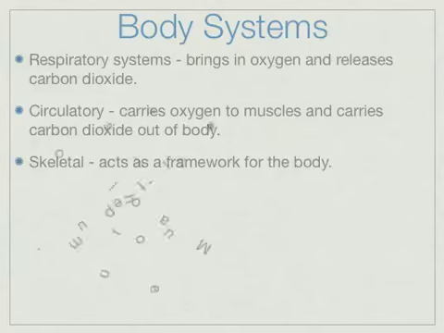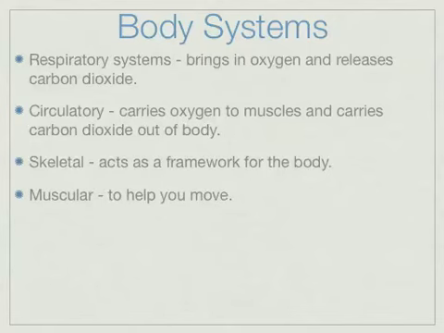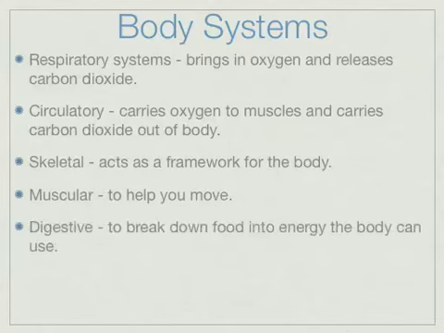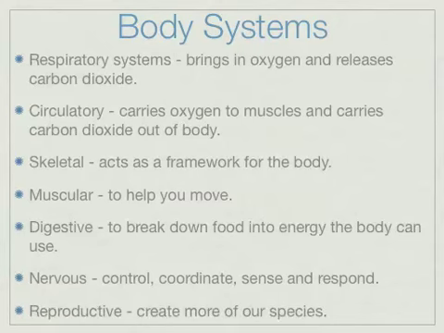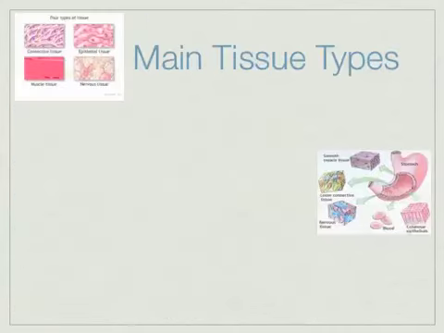Skeletal system, this acts as a framework for our body. The muscular system works with the skeletal system to help us move. The digestive system breaks down food into energy that the body can use. The nervous system controls, coordinates, senses, and responds to the environment. And the reproductive system creates more of our species. These are the body systems that help keep multicellular organisms' bodies alive and moving.